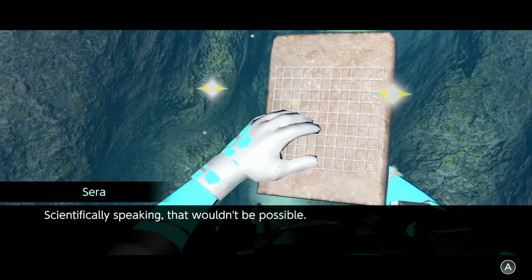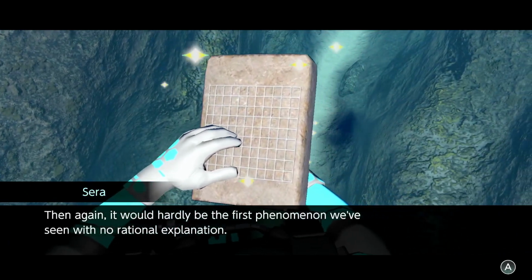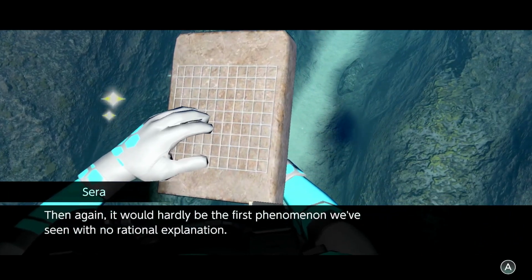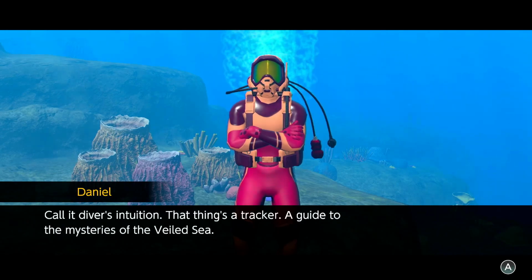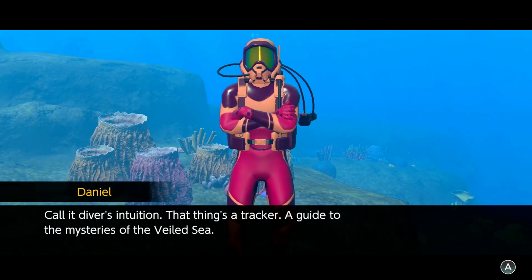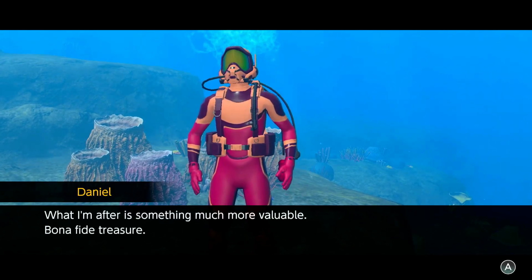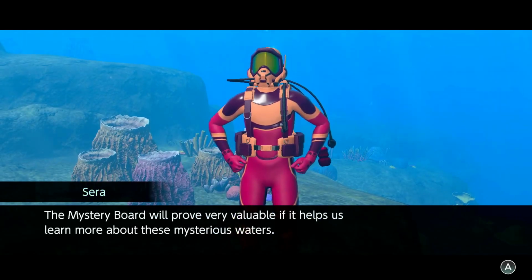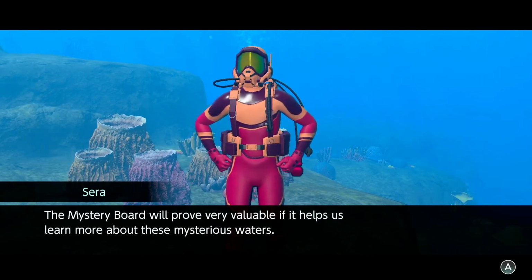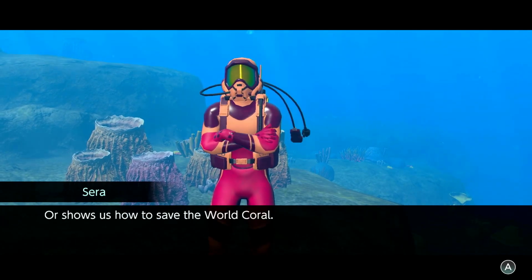Scientifically speaking, that wouldn't be possible. Then again, it would hardly be the first phenomenon we've seen with no rational explanation. The Mystery Board will prove very valuable if it helps us learn more about these mysterious waters, or shows us how to save the world coral.